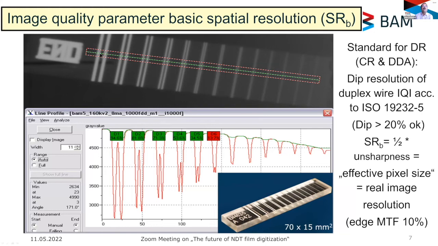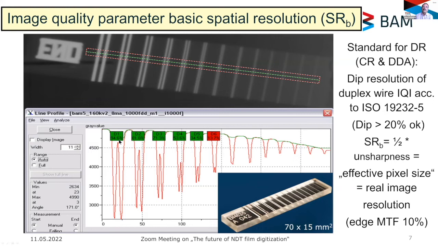And if you draw a profile across the duplex wire, then you will see that you have here two wires. For the high resolution, the largest, the thickest wires here have a diameter and a distance of 0.8 millimeter. So for a typical NDT system, it's not a problem to resolve this.